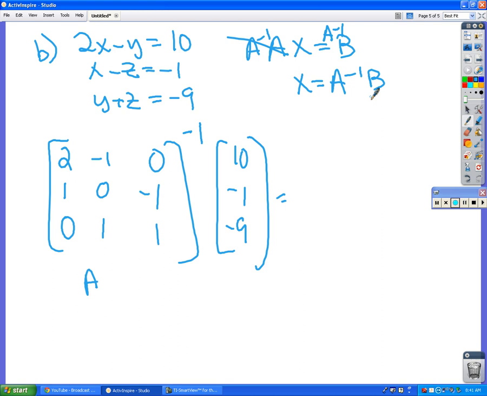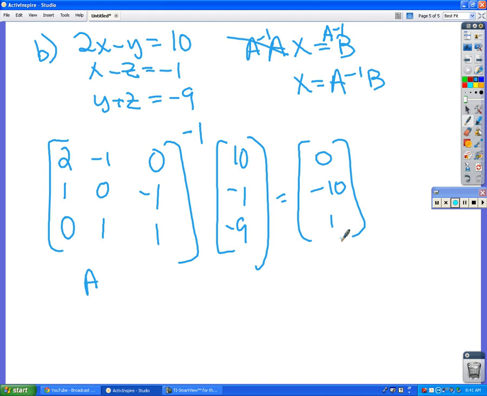So the A's cancel, and X, which is really X, Y, and Z, equals A inverse times B. You said the same thing for six. So what did you guys get for 5P? 0, negative 10, 1. Yeah. 0, negative 10, 1.